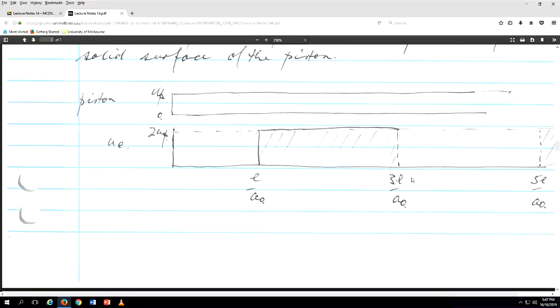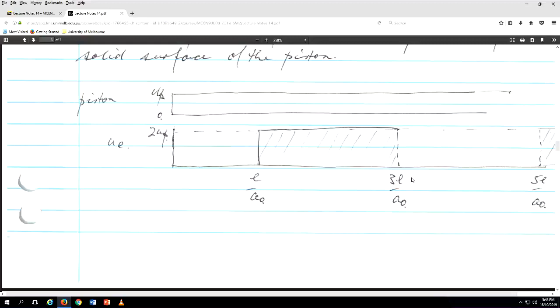So how does this all work? I said that the piston velocity, here's the piston velocity, it's constant and it's UP. But the gas has zero velocity up to the length L initially in region 1. The gas has zero velocity. But then in region 2, it had twice UP. So there's a region where the velocity is twice UP.